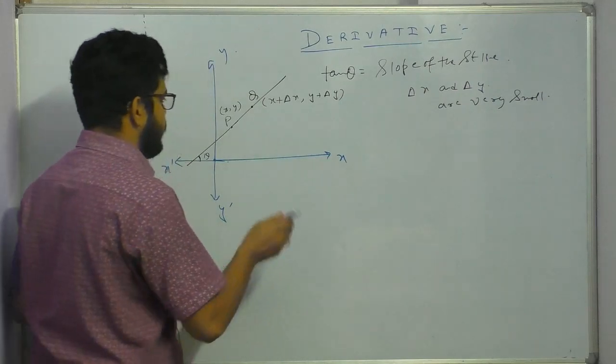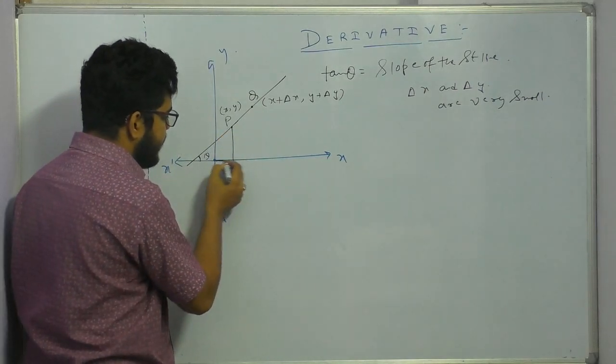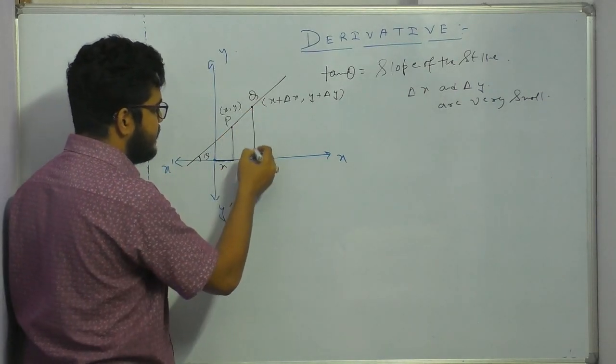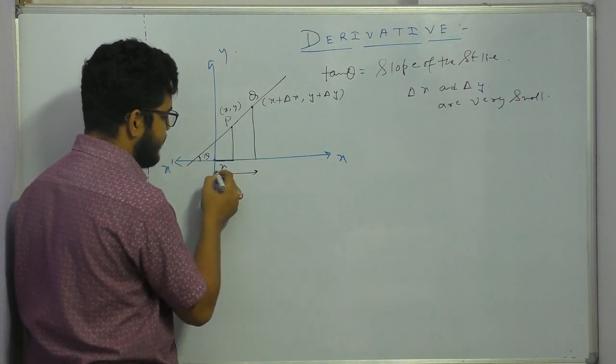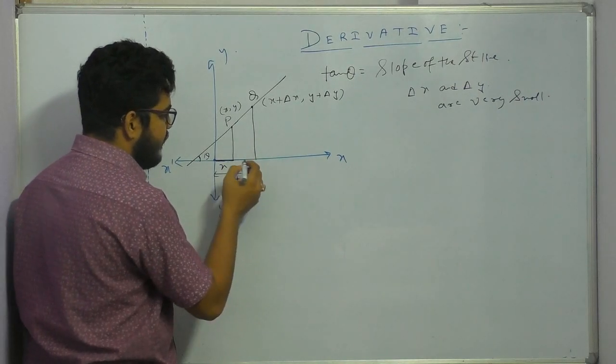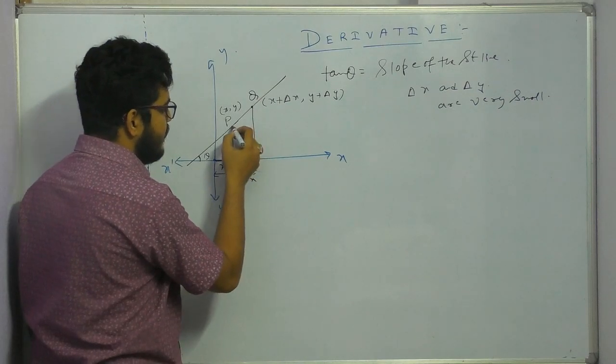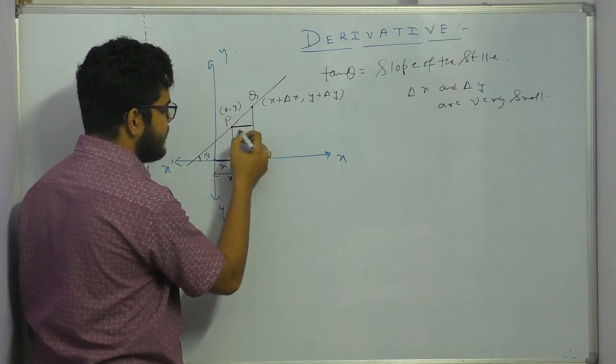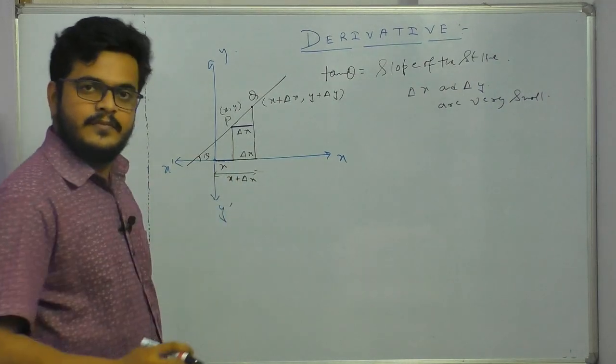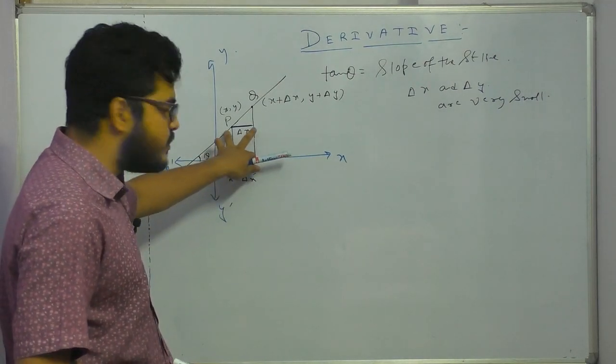I know that you already know that this is x, and this is x plus del x. Then the del x length is this, that is, this length is del x. If this is del x, then this is also del x, they are the same length.